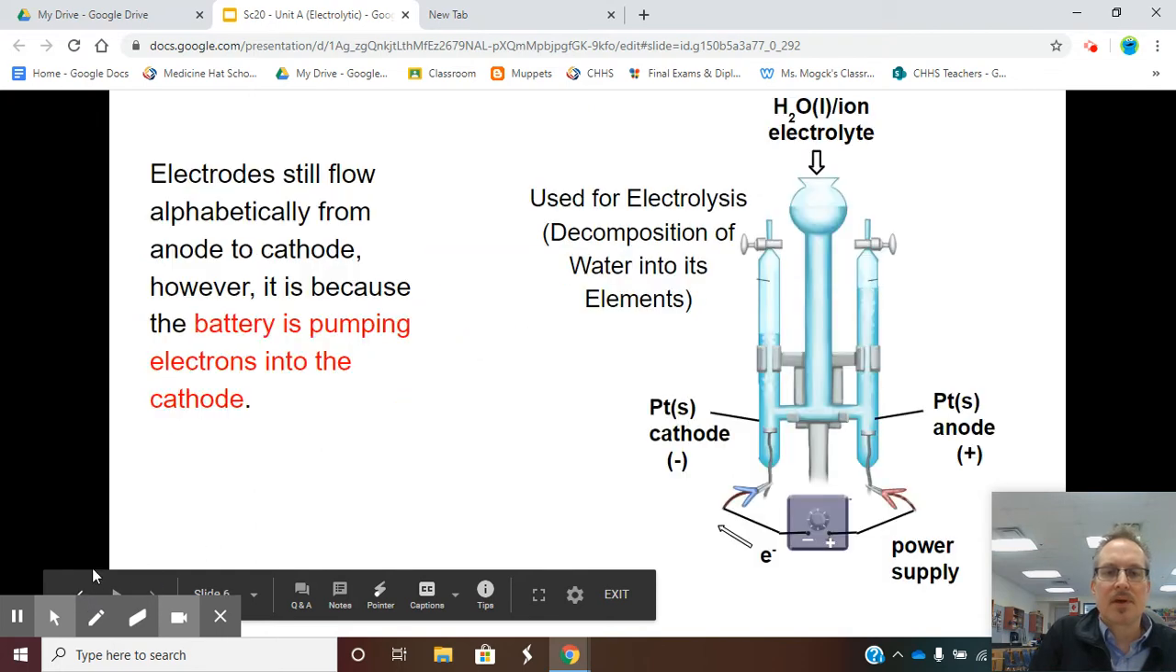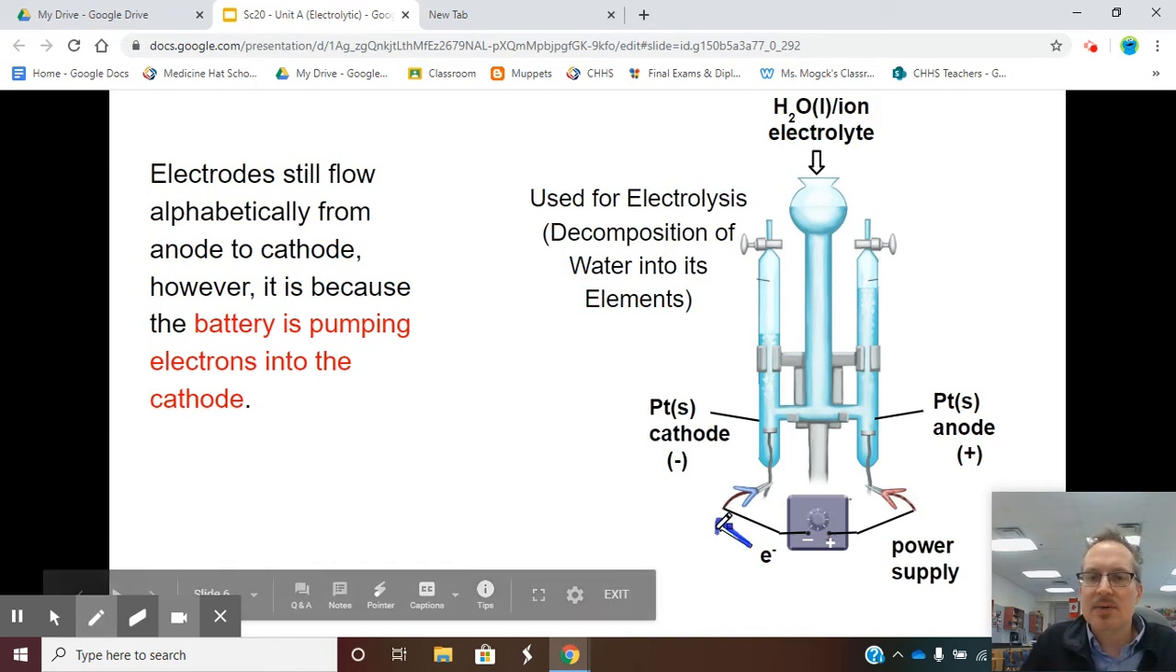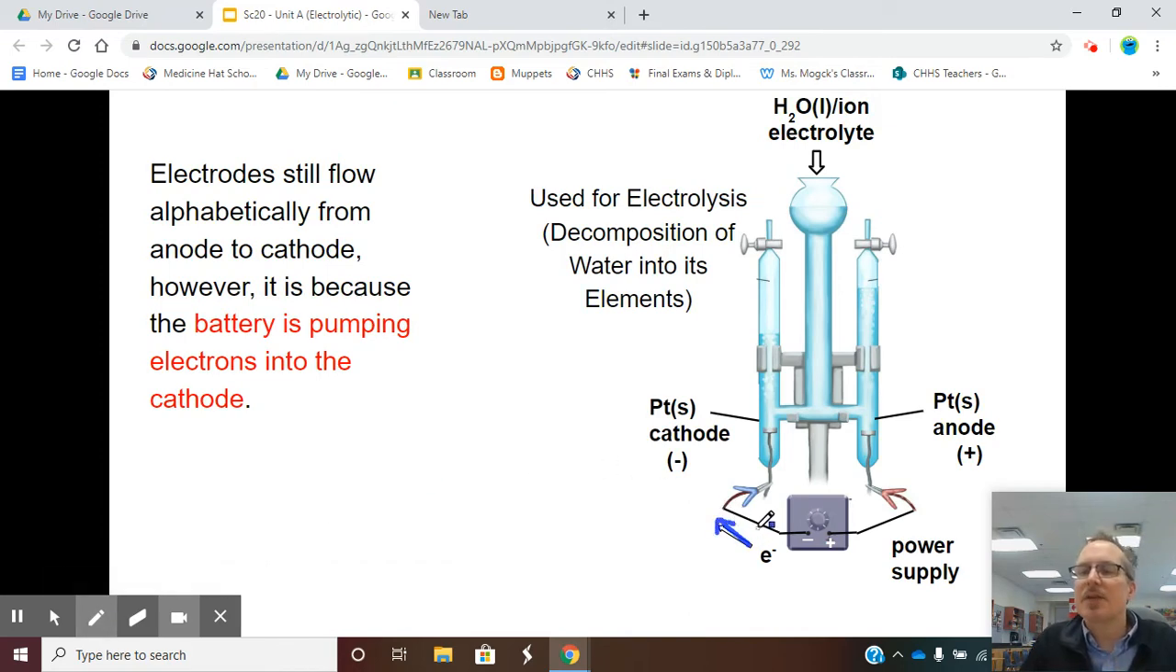Oops. But you'll notice when I do this that because the battery is pumping up these negative electrons, we've got these guys going this way. Electricity still flows alphabetically. It's still flowing from anode to cathode. But the thing that changes is it's flowing this way because the negative side of the battery is pumping out negative electrons to the cathode, and that is what's making the cathode negative at this moment. So it's still flowing from anode to cathode.